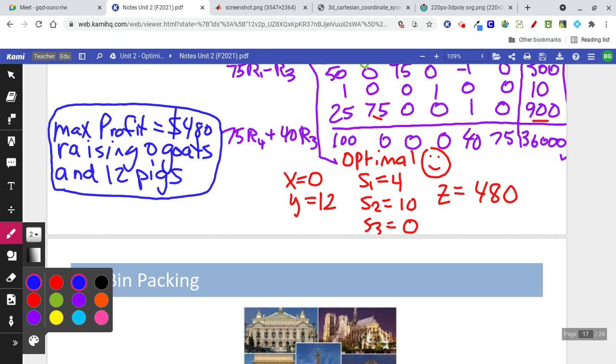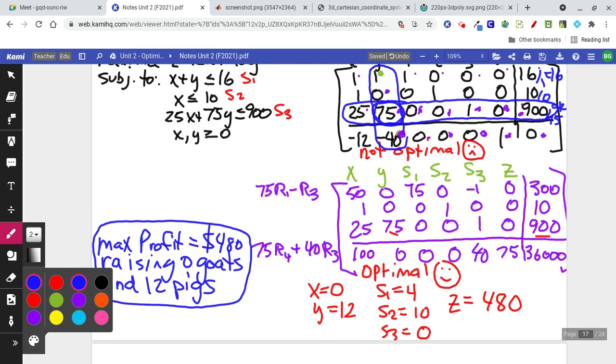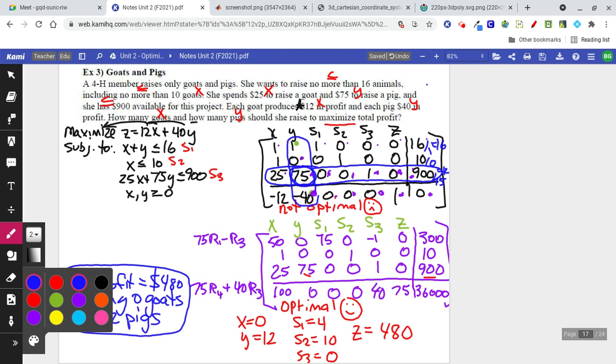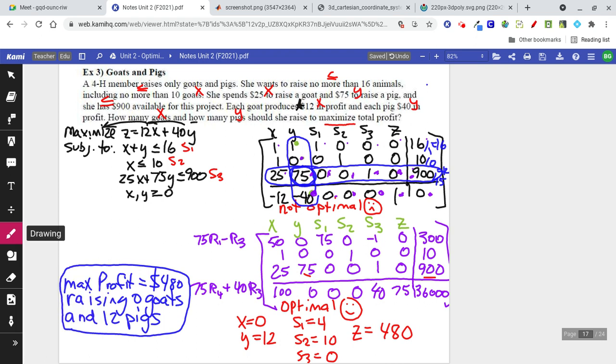Now, one of the cool things about a story problem is it can help us to think about what a slack variable represents. If you go back and look at your inequalities, that first inequality, x plus y is less than or equal to 16. Well, the S value for S1 was 4, and remember what a slack variable does. It turns an inequality into an equation. So if x was 0 and y was 12, and your S value is 4, that makes 16 right there. 0 plus 12 plus 4 is 16.